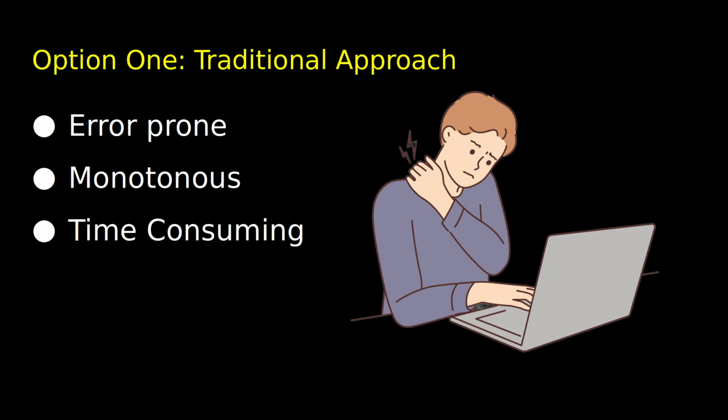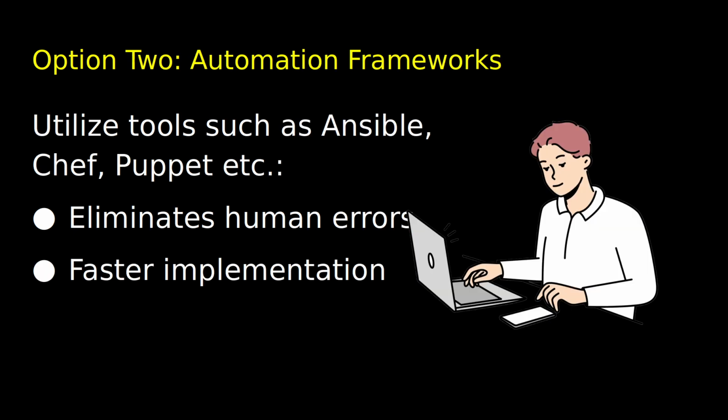The first is to use the traditional approach, whereby he needs to log into each of the routers one after the other and then implement several lines of code just to implement this change. The challenge with this is that it is error prone, monotonous, and time consuming. And that is why automation frameworks like Ansible, Chef, and Puppet were developed. And these have done a fantastic job in eliminating human errors and ensuring faster implementation.